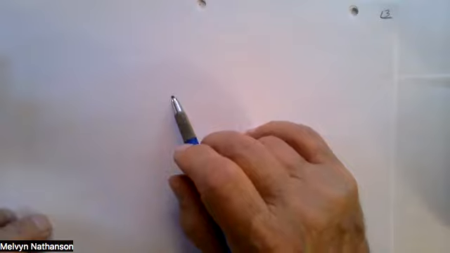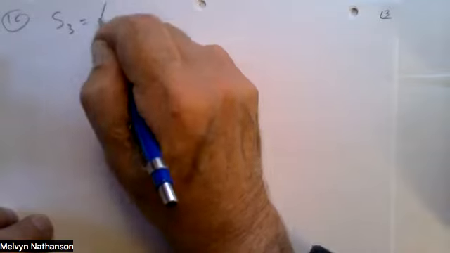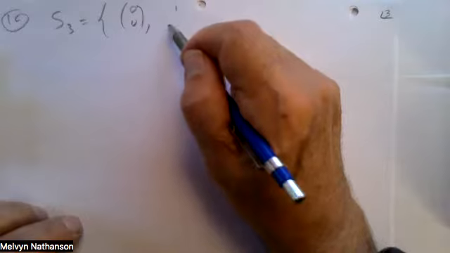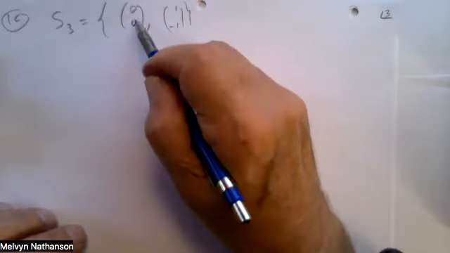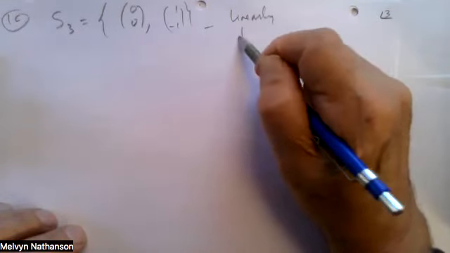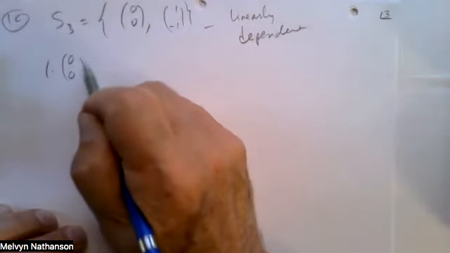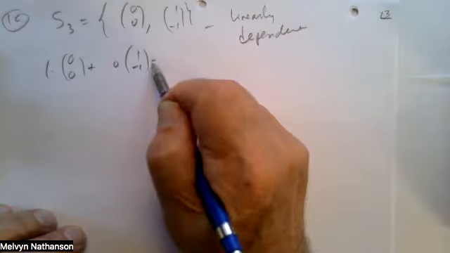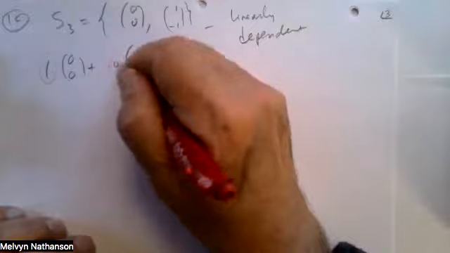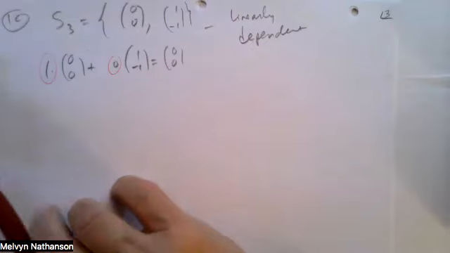What about part 1C? Here I have a set S3 consisting of two vectors, (0, 0) and (1, -1). And these vectors are not independent. These are linearly dependent because, for example, 1 times (0, 0) plus 0 times (1, -1) is the 0 vector, and here in this linear combination, the scalars are not all 0. This is a 1. So these are linearly dependent.